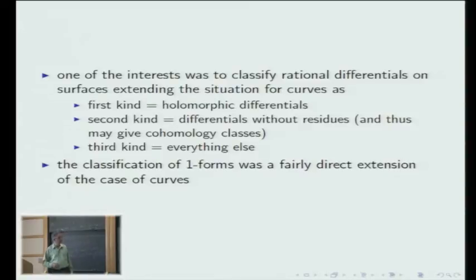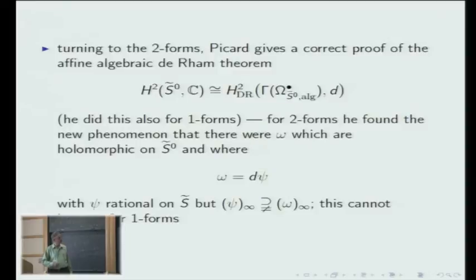Picard wanted to do that for algebraic surfaces. For one-forms, he did it correctly. It was more or less the same as for curves. But for two-forms, well, the first thing he did when he came to two-forms was he gave a correct proof that the second cohomology with complex coefficients on the desingularized surface was given by what we now call the algebraic de Rham theorem. If you look in Picard, he gives this argument correctly, I believe.